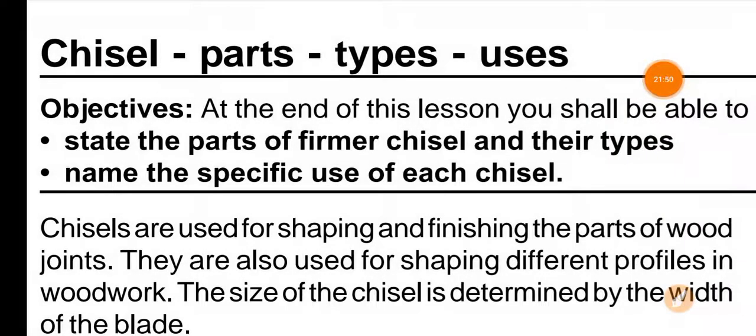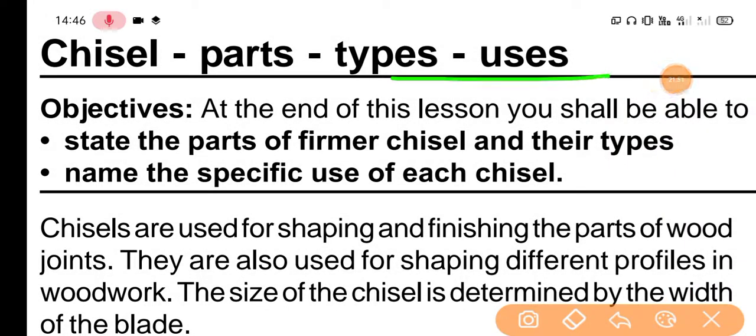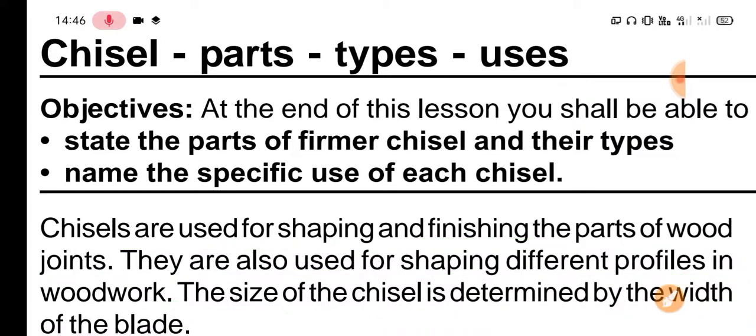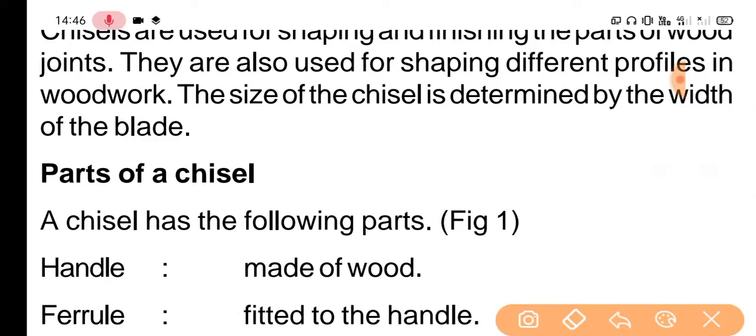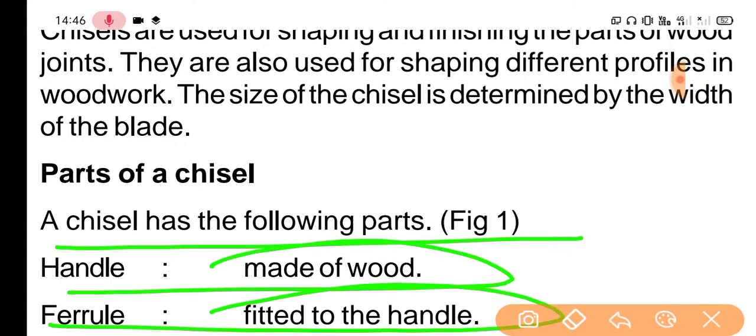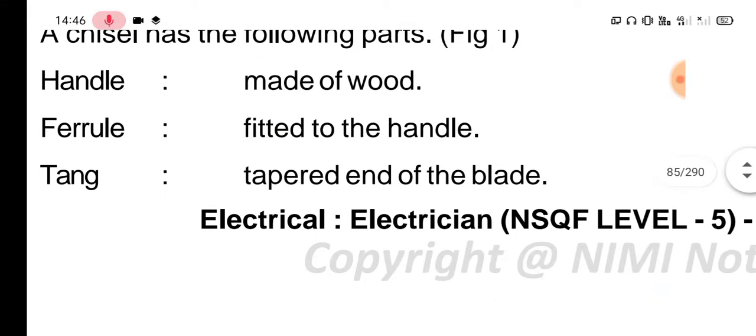Chisel parts and types, uses. Chisels are used for shaping and finishing the parts of wood joints. They are also used for shaping different profiles in woodwork. The size of the chisel is determined by the width of the blade. Parts of a chisel: a chisel has the following parts: handle made of wood, ferrule fitted to the handle, and a tang, the tapered end of the blade.